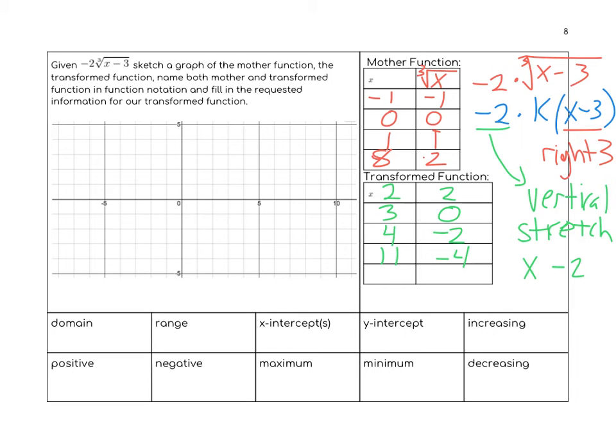Okay, let's plot those points. I'm going to plot my original graph first. So there's my (0, 0), (1, 1), (-1, -1). I could have also had (-8, -2), and (8, 2).